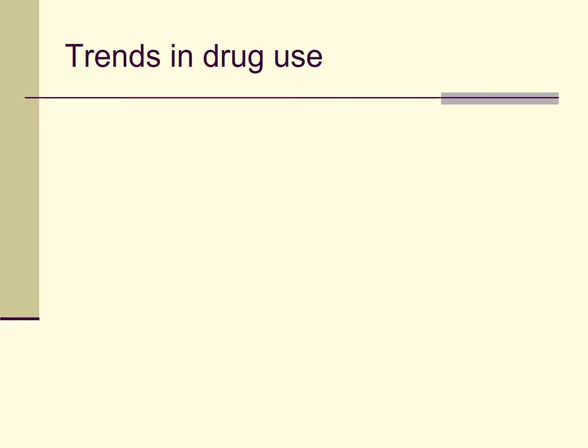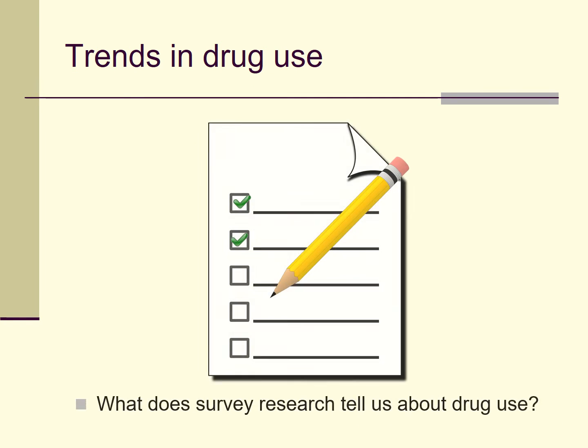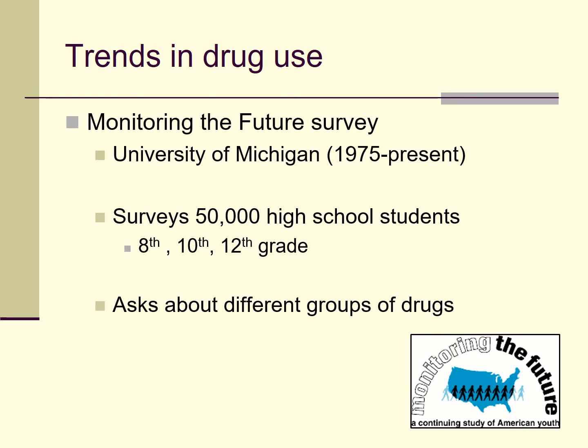Okay, moving on. Let's talk about what actual survey-based research on rates of drug use tells us. Well, there are a number of very reputable and long-running surveys that are conducted every year in this country. I'm going to highlight a few of them in this lecture because they are important or famous or both. And one of them is called the Monitoring the Future survey. And this is a survey which is run yearly out of the University of Michigan.